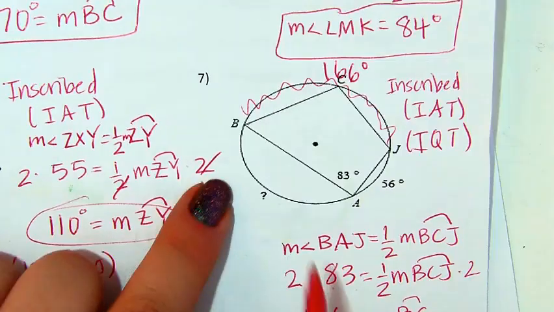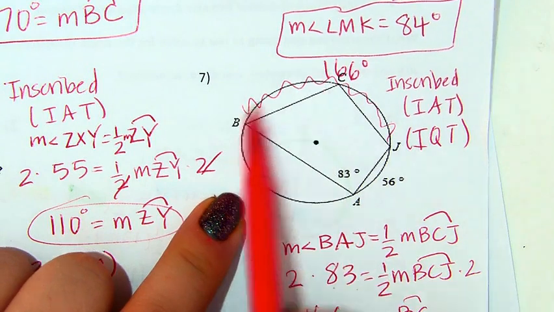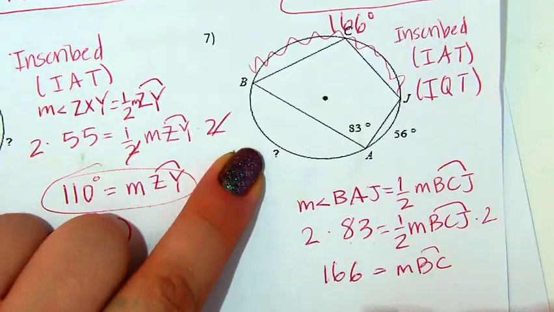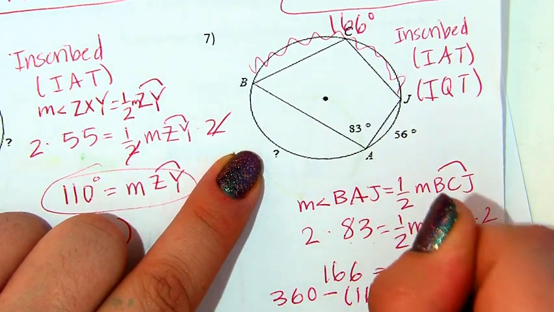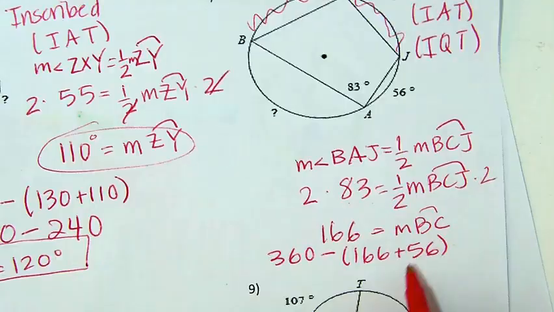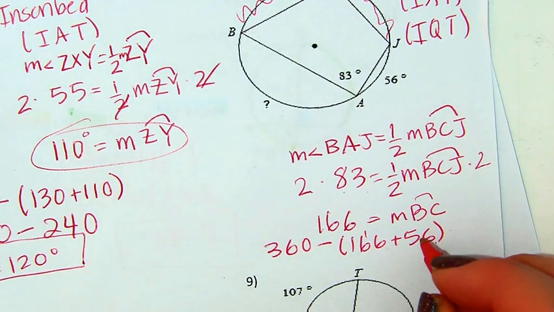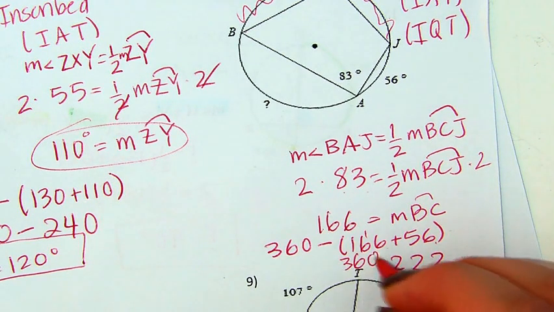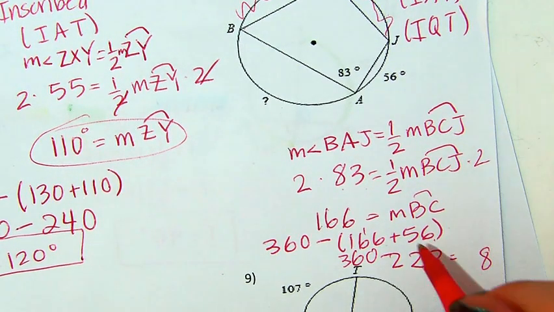But remember, we're trying to find the arc of BA. So the whole circle is 360. If I take away these two arcs, I'm left with what I want to find. So 360, take away 166 plus 56. 360 minus 222.